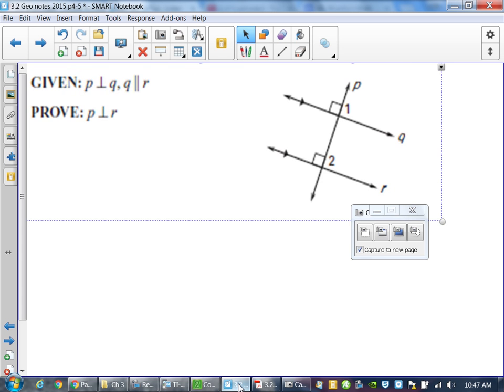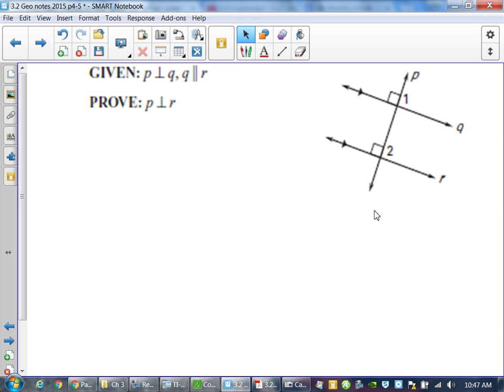Let's do this proof, guys. Let me walk you through what one of the proofs is going to look like when you have parallels. Put this in your notes so you have space for it, okay?